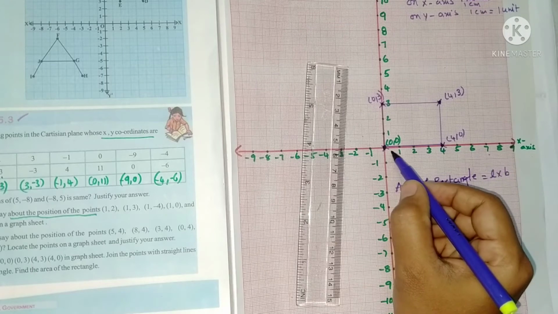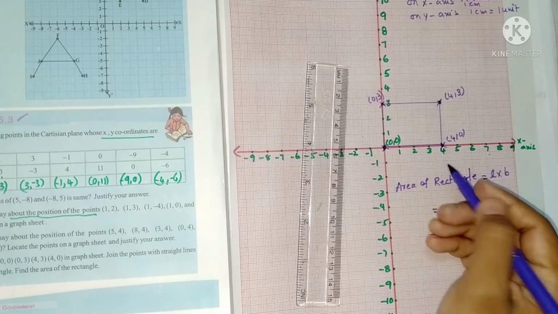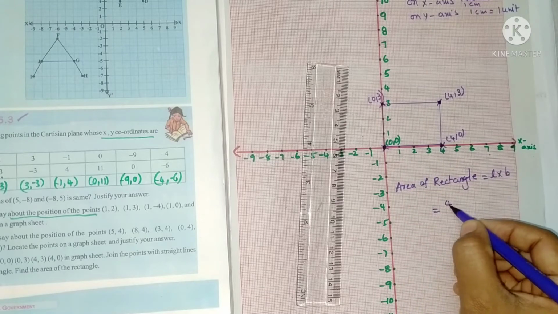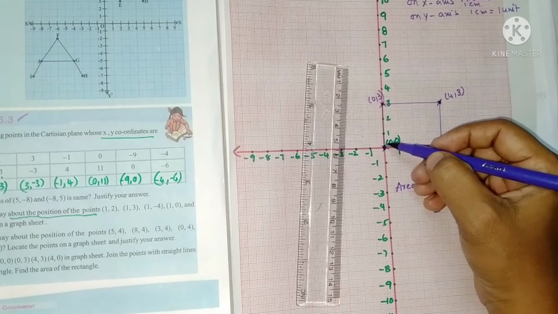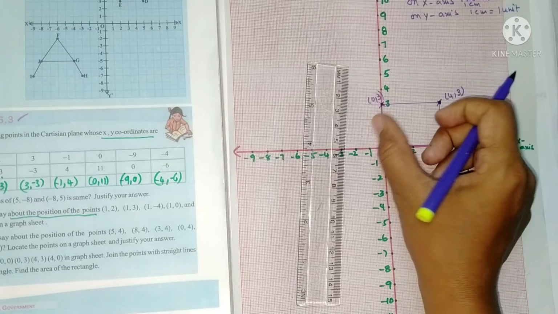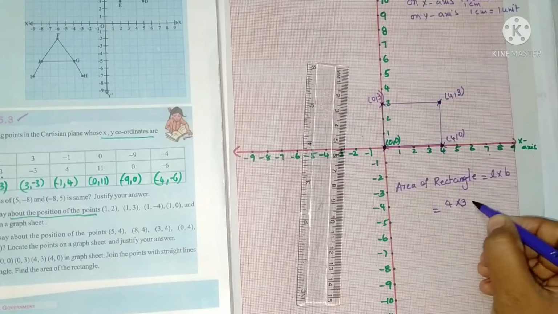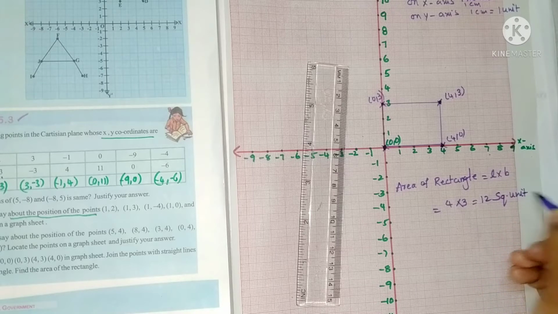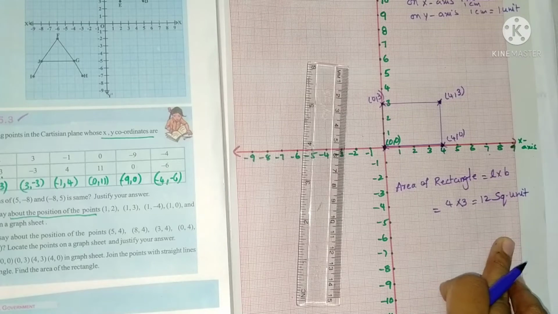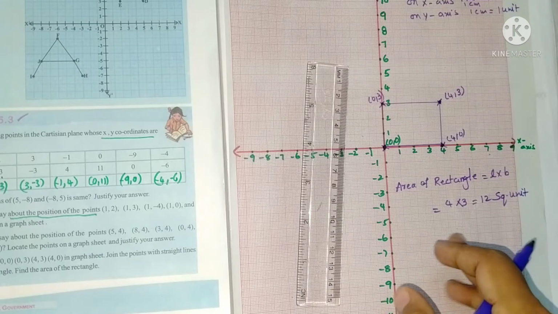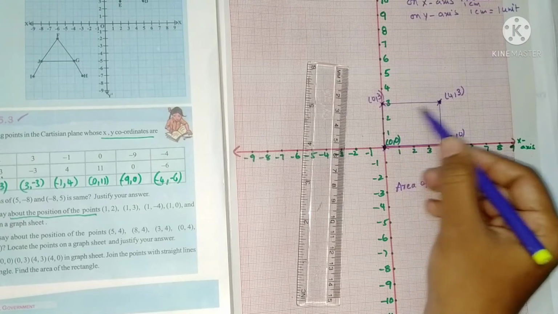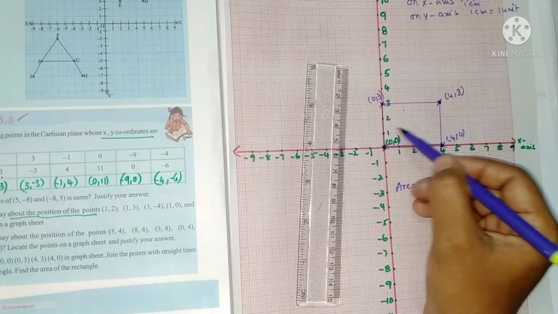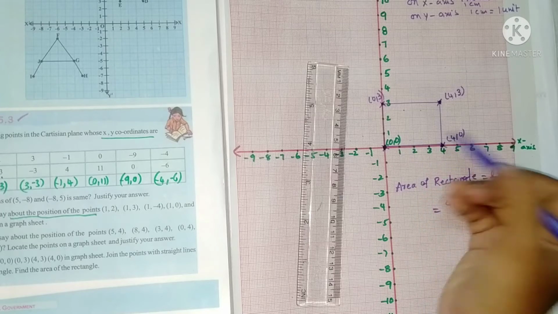So what is the length here? How many units of length? See, 1, 2, 3, 4. 4 units length. So 4 into breadth, how many units? This is 1, 2, 3. So 4 into 3, 12 square units. Units into units, square units. So area of rectangle is 12 square units. Otherwise, you can count all the boxes also. If you count, 1, 2, 3, 4, 5, 6, 7, 8, 9, 10, 11, 12.